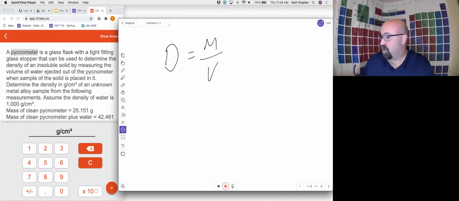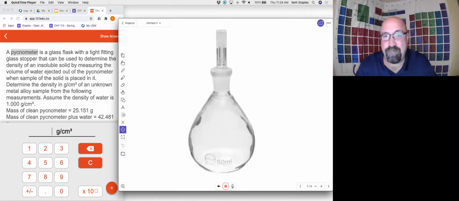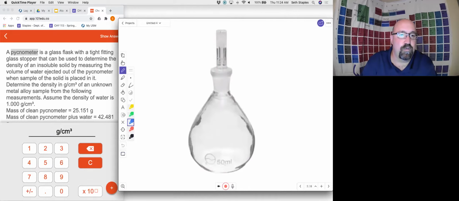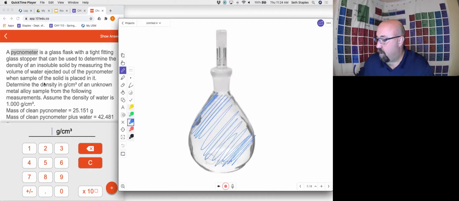And so let's first take a look at what a pycnometer actually is. A pycnometer is just this glass flask with a tight stopper here and an opening for liquids or gases to escape. In this case, it's going to be liquids. It says that a pycnometer can be used to determine the density of an insoluble solid by measuring the volume of water ejected when the sample of the solid is placed into it. And so what we have going on is this pycnometer is filled with water.